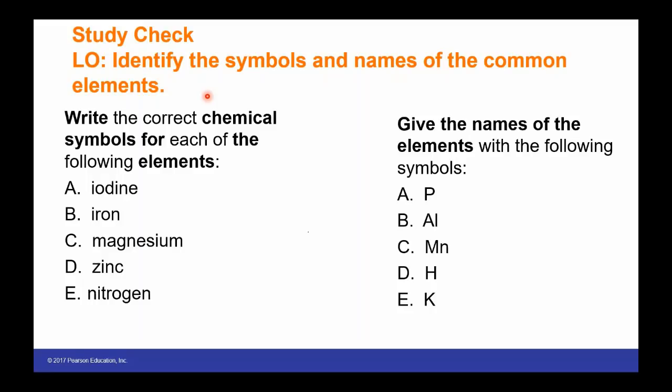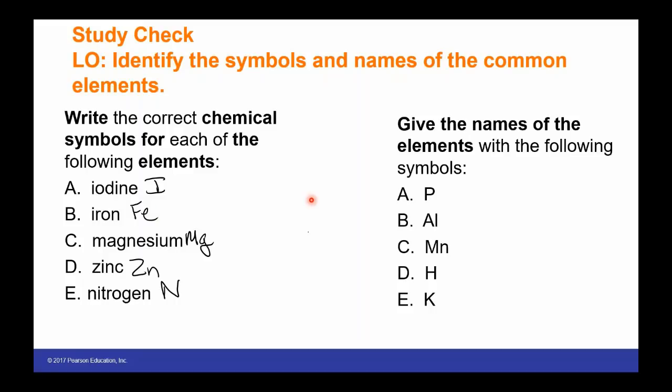Okay, iodine has the symbol of capital I. It's a one-letter symbol. What about iron? Iron is capital F, lowercase e. How about magnesium? Capital M, lowercase g. Zinc, Zn. Sounds pretty right. And nitrogen is capital N. Notice that iron, Fe, doesn't really relate to iron. It's actually based on the Latin name.